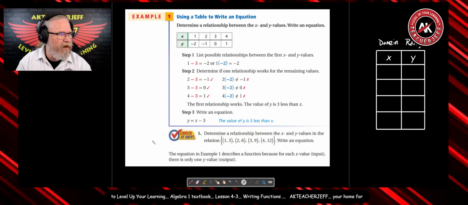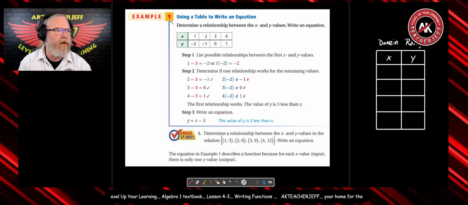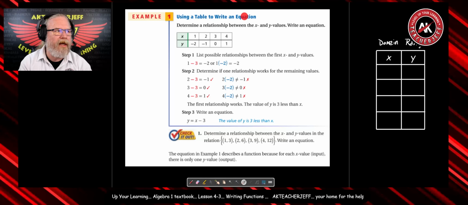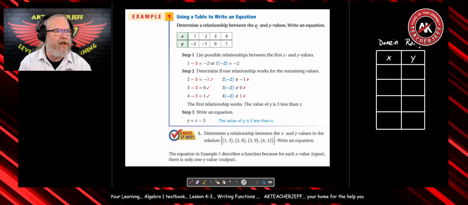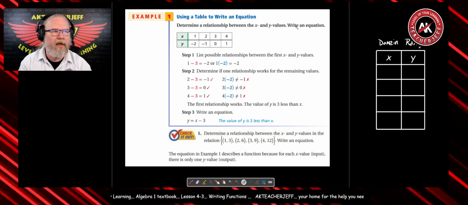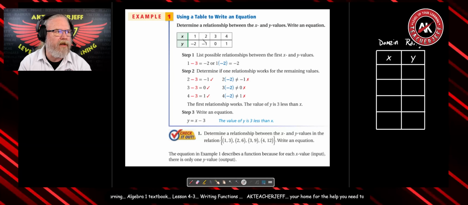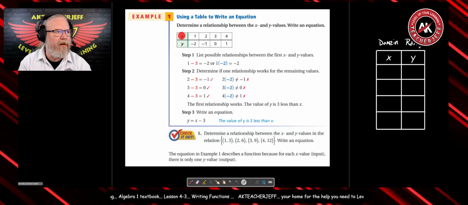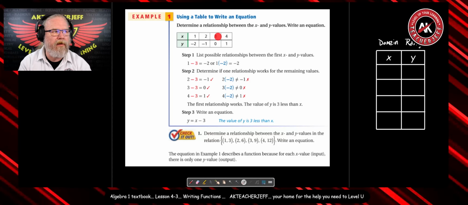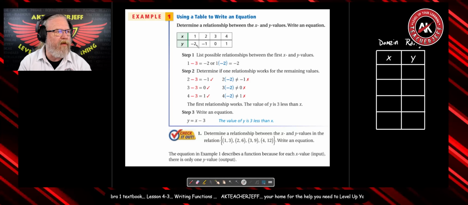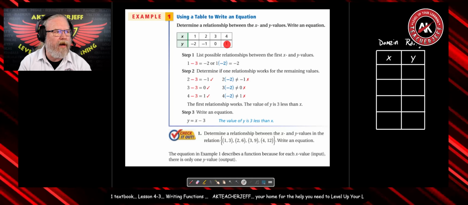Tasha can use this equation to find how much money she will earn for any number of hours that she works. Moving to the next slide here, we have example 1, using a table to write an equation. So determine a relationship between the x and the y values, and then they want us to write an equation. So in this example, we have this table, a row of x's, 1, 2, 3, and 4, and a row of y's, -2, -1, 0, and 1.